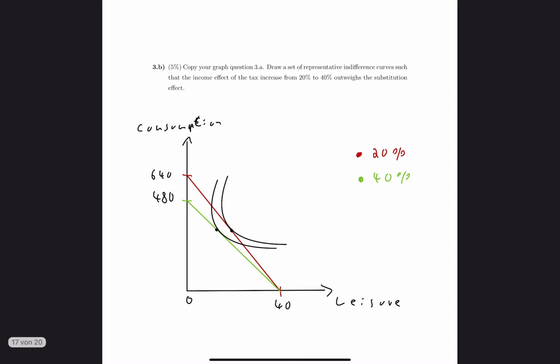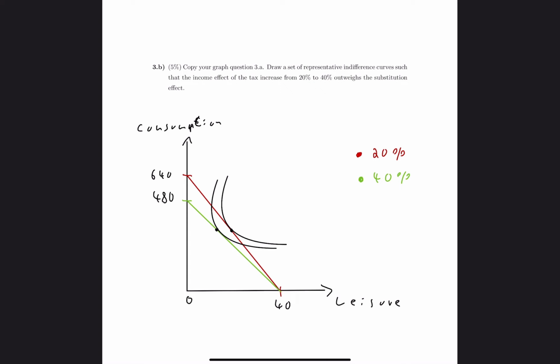Now, in sub-exercise B, we are asked to draw a set of representative indifference curves such that the income effect of the tax increase from 20% to 40% outweighs the substitution effect. In particular, we are asked to draw indifference curves such that there is a decrease in leisure, even though the price of leisure is decreasing.